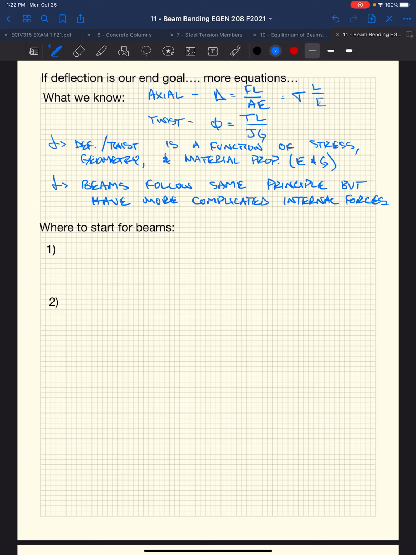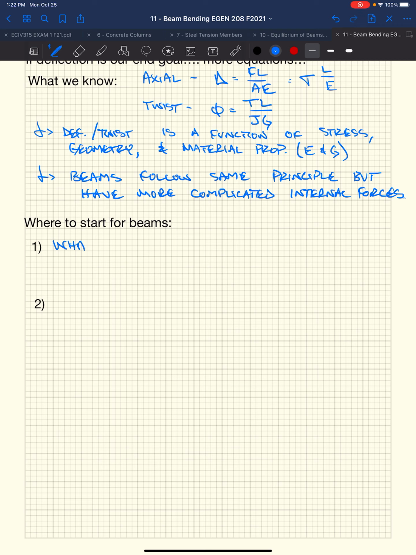So where do we start? Well, we start with forces, right? Everything that we've done in this class up till now, everything that we will do, we really need to understand our forces. Externally applied forces, internal forces that are a resultant of those externally applied loads. Those all come from free body diagrams, right? So where to start? We want to figure out what forces act on or within our beam, right? So that is free body diagram stuff. That's shear and moment diagram stuff.